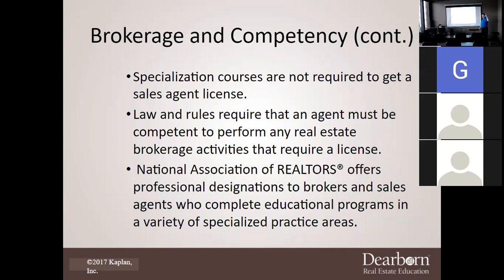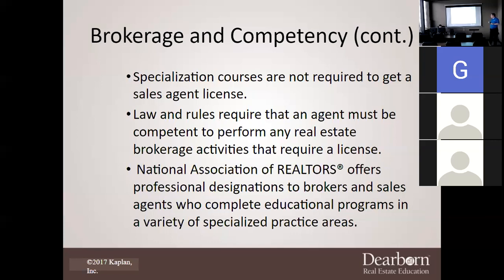Okay. So if you're just wanting to sell a mobile home, you have to have a separate license. But if a mobile home is on a property and you're selling the property with a mobile home, your salesperson license allows you. But you cannot sell a mobile home by itself with no land with a salesperson license. Now, the law and rules require that an agent must be competent to perform any real estate brokerage activities that require a license.